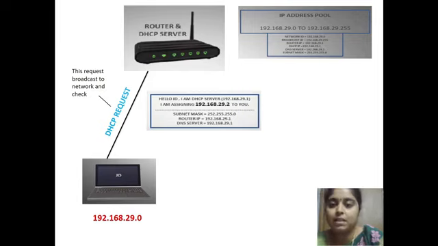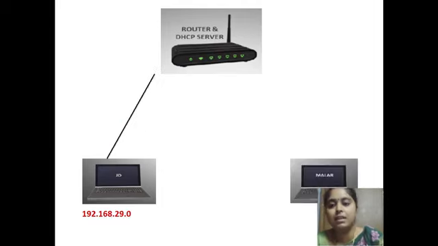Along with that IP address, it has extra information like the subnet mask, routers, and DNS servers. So all this extra information is given to that device. The first device is connected, so successfully I have an internet connection on my first device.